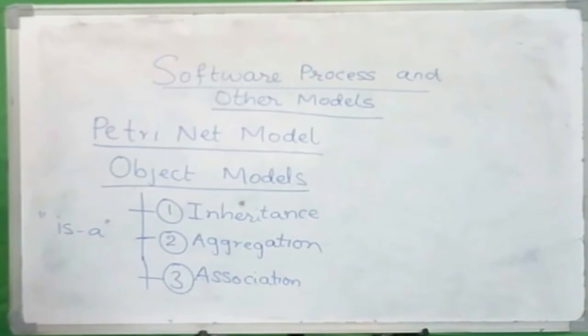The final type of relationship is association, and this is the arc that implies that somehow one of the objects is associated with the other object. For example, a father-son relationship is an association. This relationship may be two-way or it might be only one way. So, we shall see the object model for the library problem.